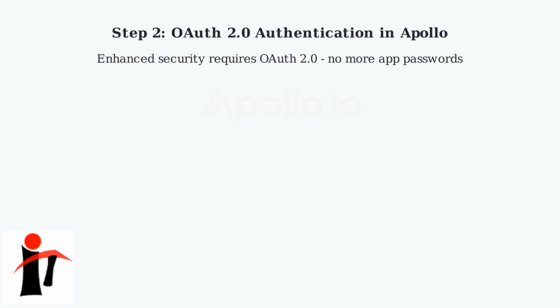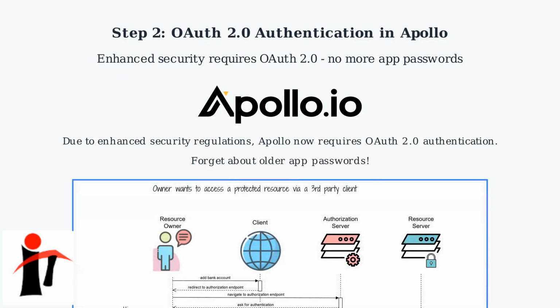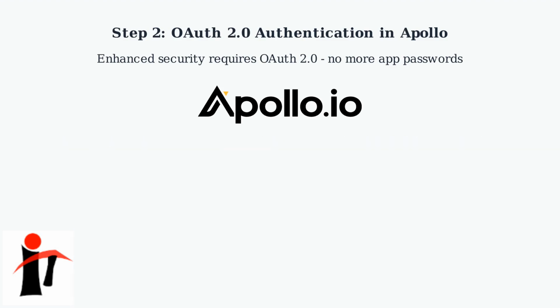Due to enhanced security regulations, Apollo now requires OAuth 2.0 authentication. Forget about older app passwords. Authorize Apollo.io via Google's OAuth flow within Apollo's integrations or settings page. This generates a secure token, granting Apollo access without exposing your Gmail password. This is much safer for you and your data.